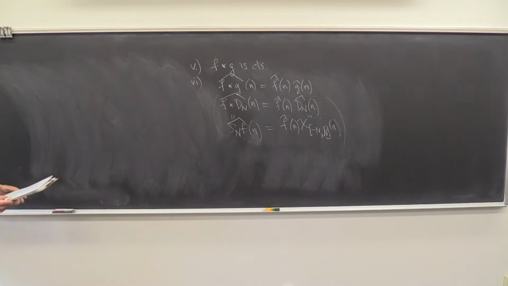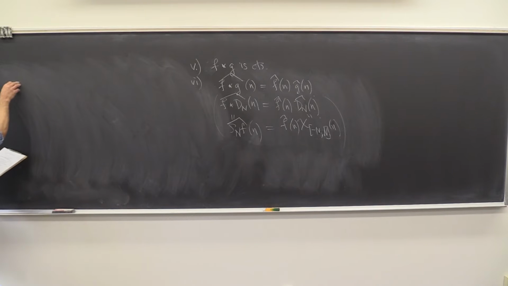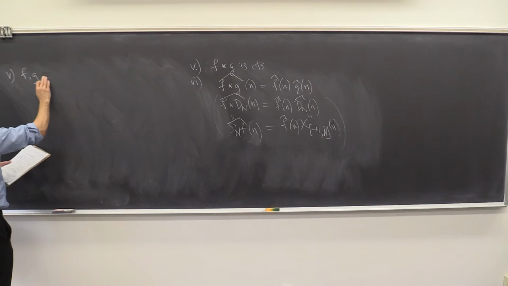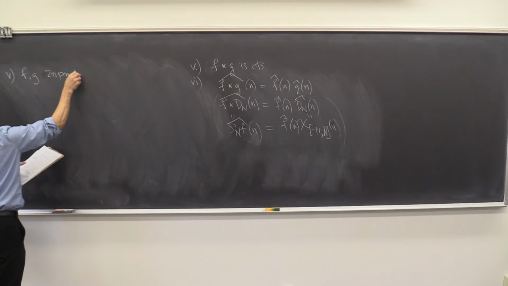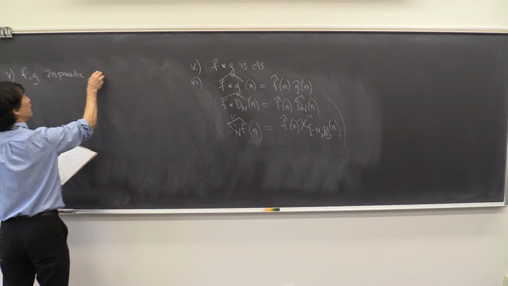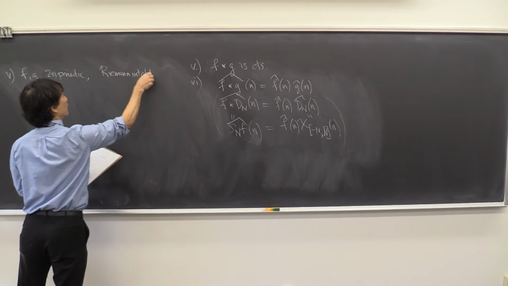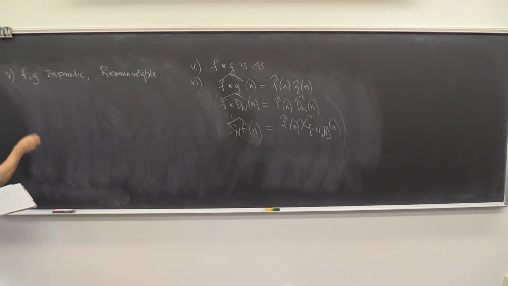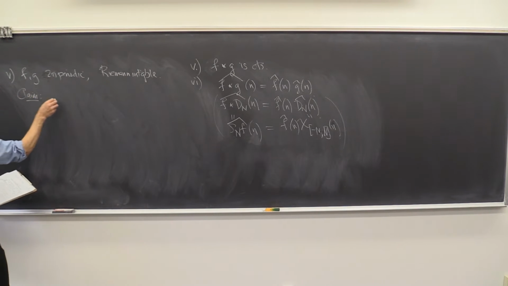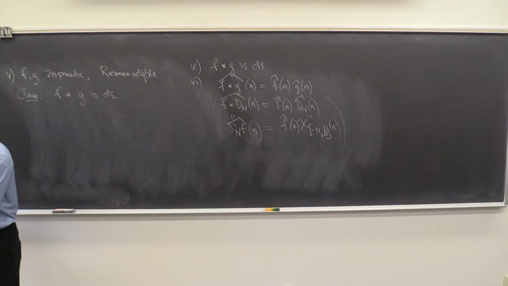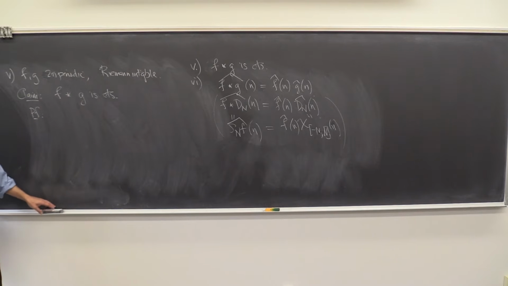Okay. Let's go for the continuity. So F and G are 2 pi periodic and Riemann integrable. And our claim is that the convolution is actually continuous. Okay, so we're going to prove this by using a fact.